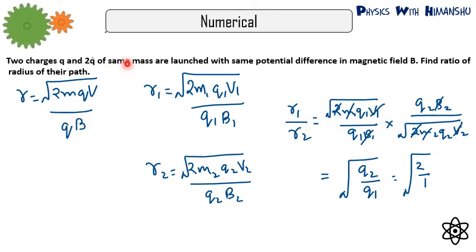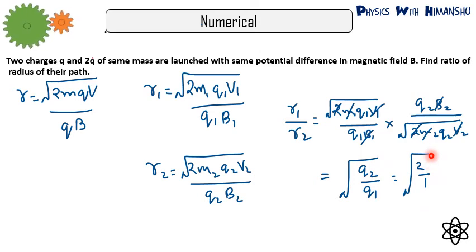Now, for the first charge, we'll write R1 to be root 2 m1 q1 V1 upon q1 B1. And for the second charge, we'll write R2 will be equal to root 2 m2 q2 V2 divided by q2 B2. If you divide both the radii, then 2 will cut out. They are of the same mass, so mass will cut out. Potential difference is the same, so V and V will cut out. Magnetic field is the same, so B and B will also cut out. Now if you see, root q1 by q1 will be root q1 and root q2 by q2 will be root q2. So the final answer will be root 2 by 1.